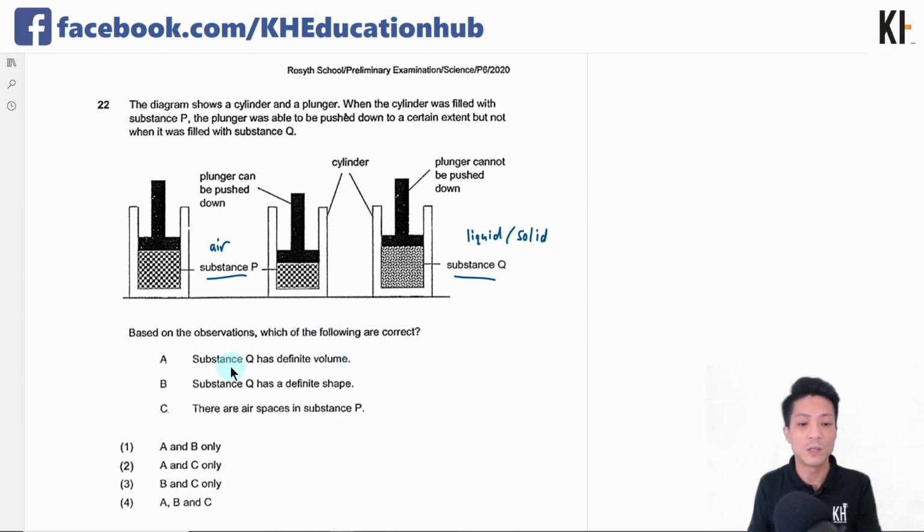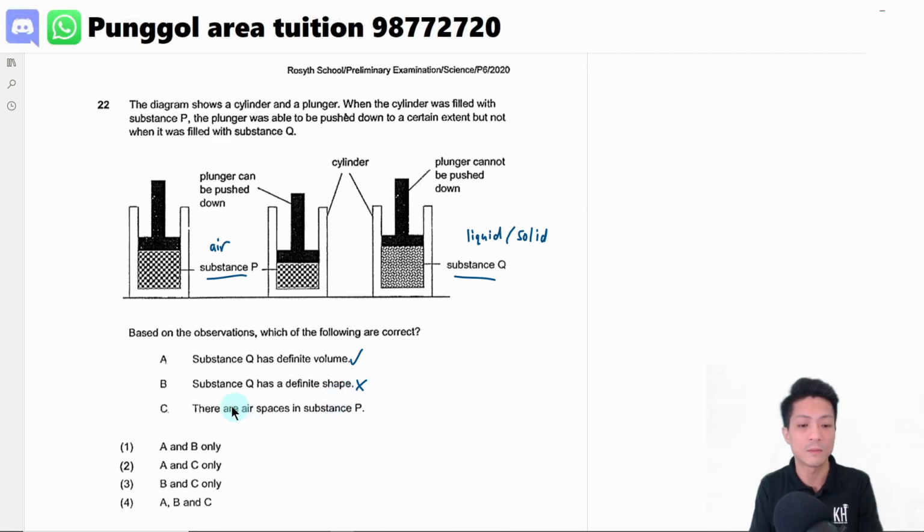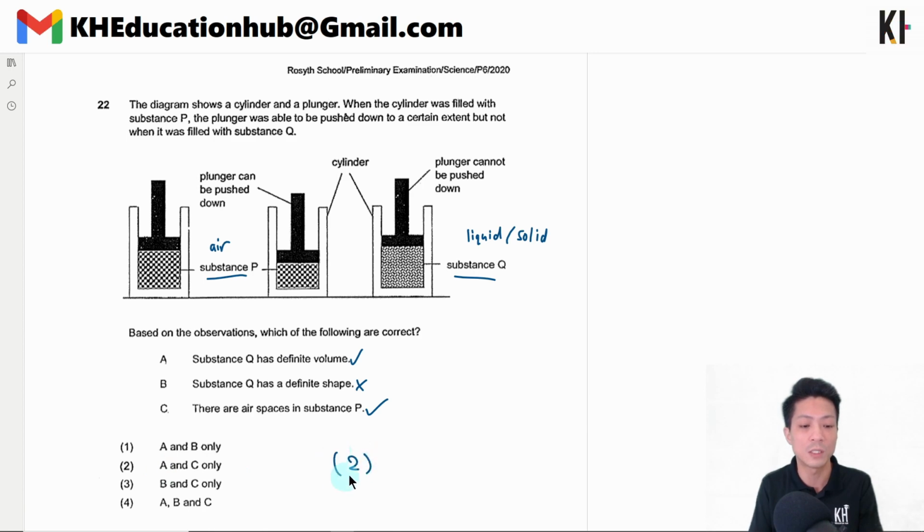So substance Q has a definite volume. If it cannot be pushed down, yes, it will have a definite volume. Substance Q has a definite shape, maybe not, because liquid does not have a definite shape, but it cannot be pushed down. There are air spaces in substance P. Yes, maybe that's the reason why you can push it down and compress it a little bit. So it should be option number 2, which is the answer.